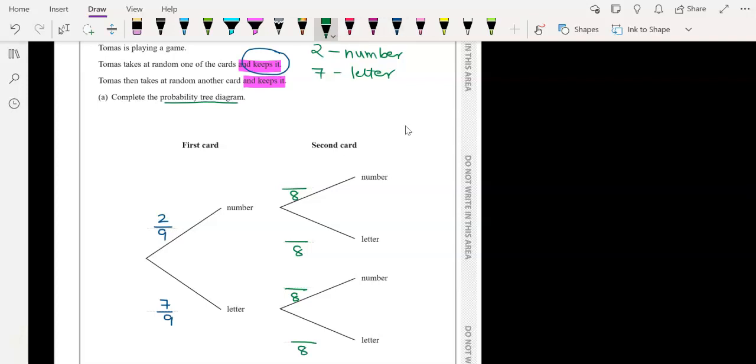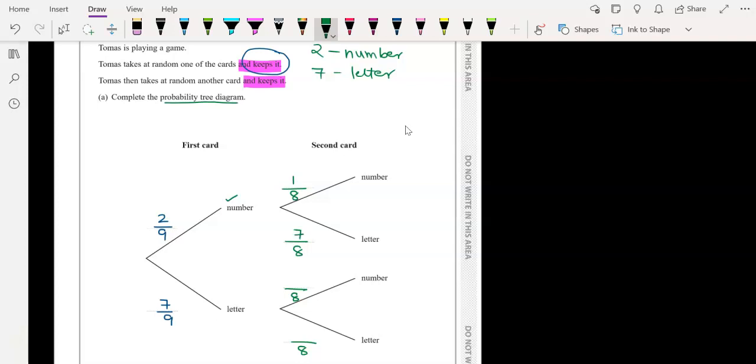Now, if the first card is a number card, when we draw the card for the second time, there will be one number card less. So we'll be left with only one number card. So the probability of a number card will be 1 over 8, whereas the letter cards will be as it is, 7 by 8.